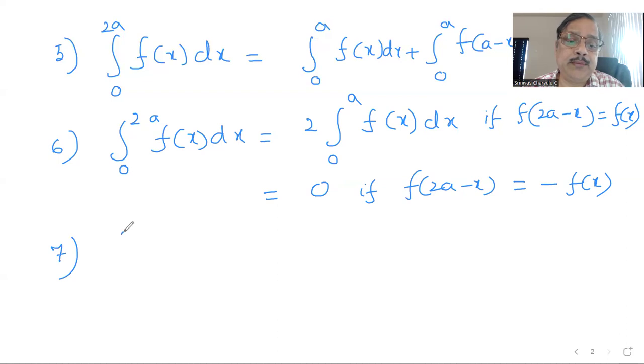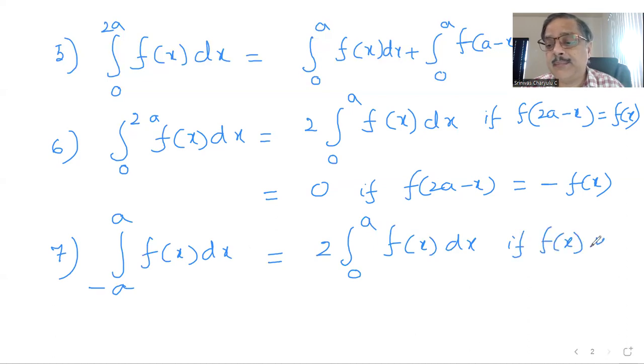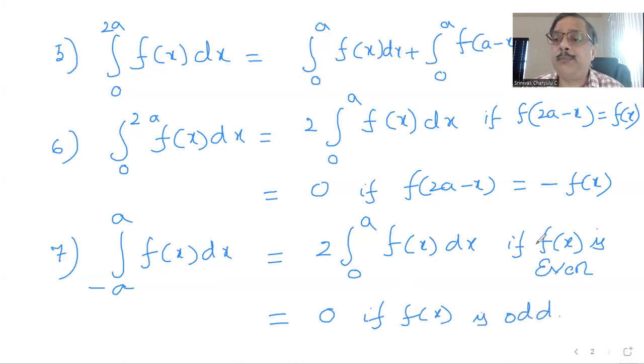Next one, the last property: integral minus a to a f of x dx is equal to 2 times integral 0 to a f of x dx if f of x is even, or this value will become 0 if f of x is odd. So these are the 7 important properties in definite integrals.